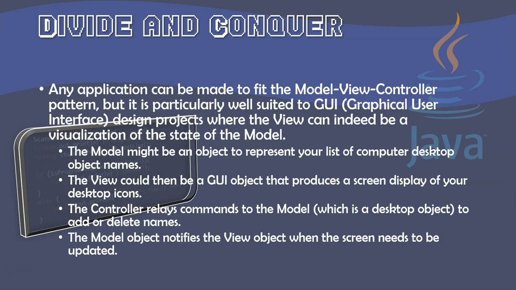Now, any application can be made to fit the model view controller pattern, though it is more suited well to GUI type applications because we're going to be working with something that people see. Because the view part of that is a visualization of whatever state of the model that we're using. Now, the model in this case might represent an object, let's say, of your computer desktop names. The view could be a GUI object that produces a screen display of your desktop icons, and the controller could relay commands to the model, which is our desktop object, to add or delete names. The model object then notifies the view when the screen needs to be updated.